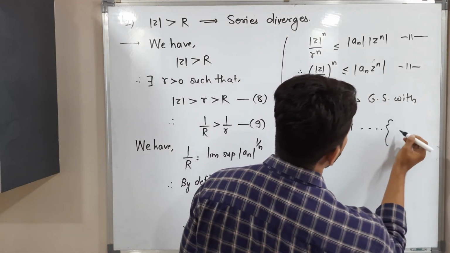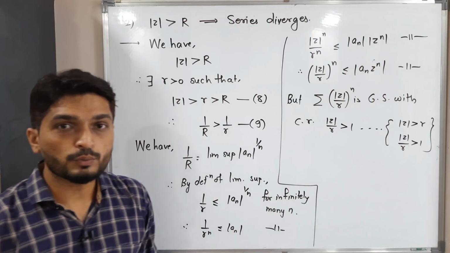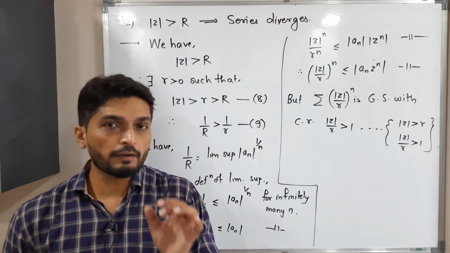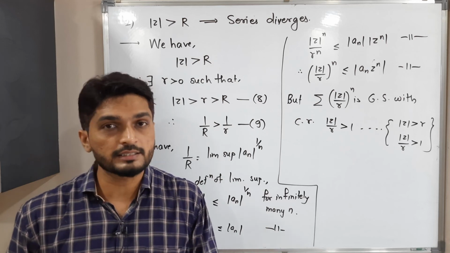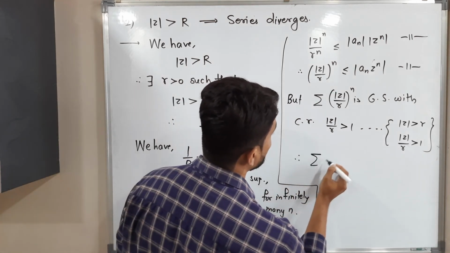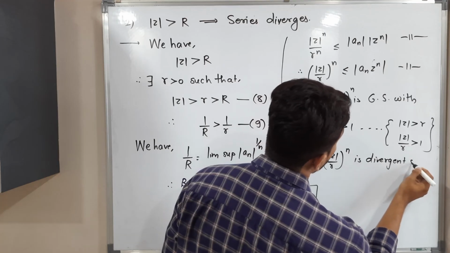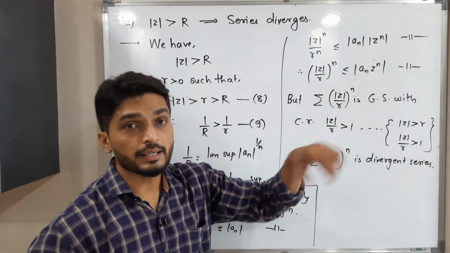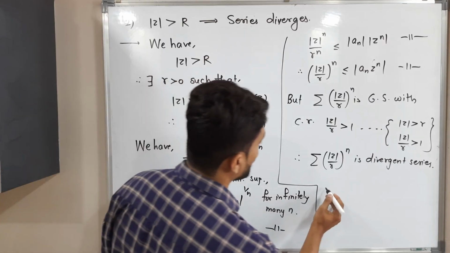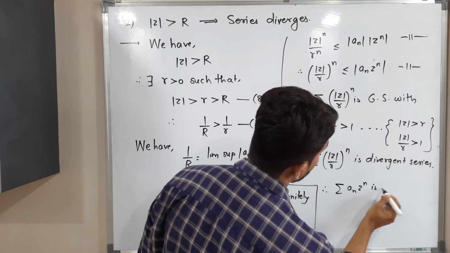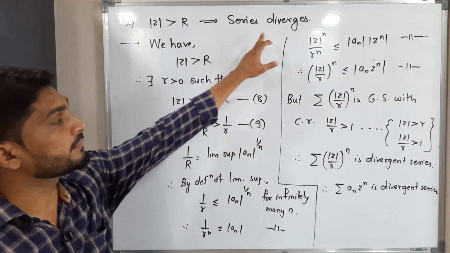Let me write the reason here. Since mod z is greater than r, if you shift r to this side, mod z by r is greater than 1. So it's a geometric series with common ratio greater than 1. Already I have told you, when a geometric series has common ratio less than 1, it is convergent, and when it has common ratio greater than 1, it is divergent. So summation of mod z by r raised to n is a divergent series, and this is greater than that. That means it's definitely divergent. So summation a_n z raised to n is a divergent series, again by comparison test. In this way we proved the given series is divergent.